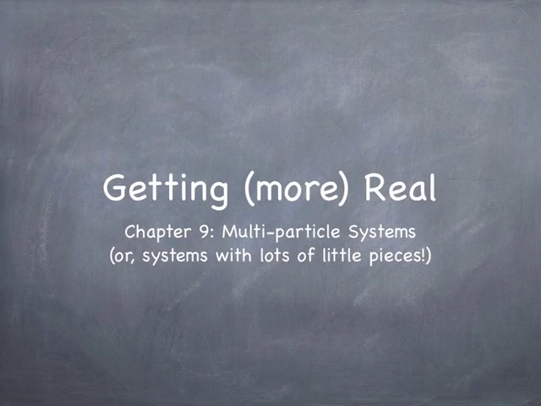Hey guys, welcome back. Chapter 9 is called Multiparticle Systems in the textbook. In looking over it, I decided that really what this chapter is about is getting more realistic about real systems. So I call it getting more real. Basically, real systems have lots of little pieces, and you have to take into account all the parts of the system together to figure out what's going on.